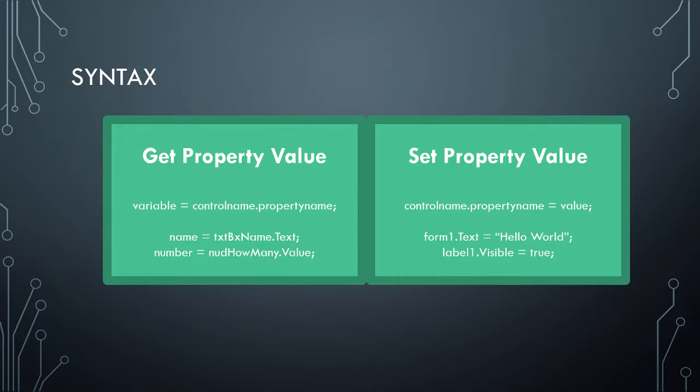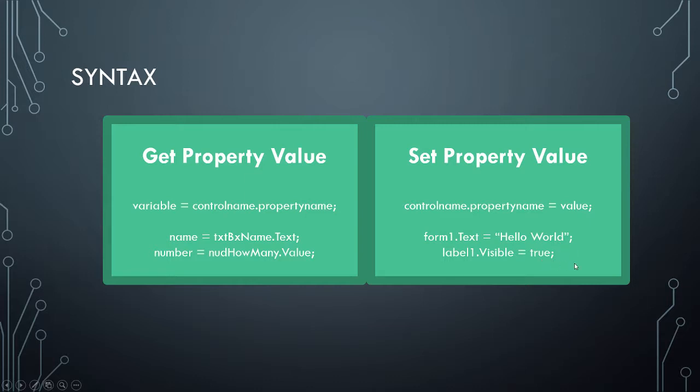If I wanted to update that value on that form control, I would just flip things around a little bit on that equal sign. So to set a property value, I would use the full name, control name dot property name, to the left of the equal sign, and then after the equal sign, of course, the value that I would like to set. So form1.text, I could set that text property equal to hello.world.